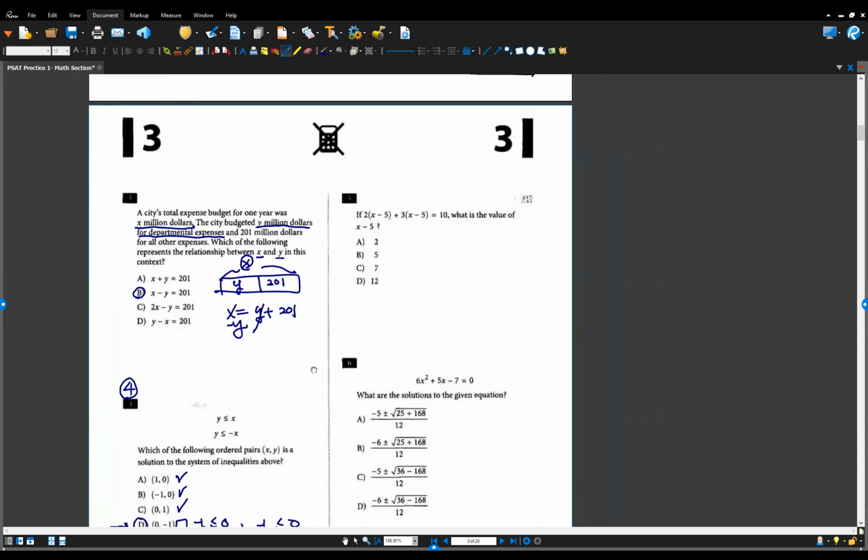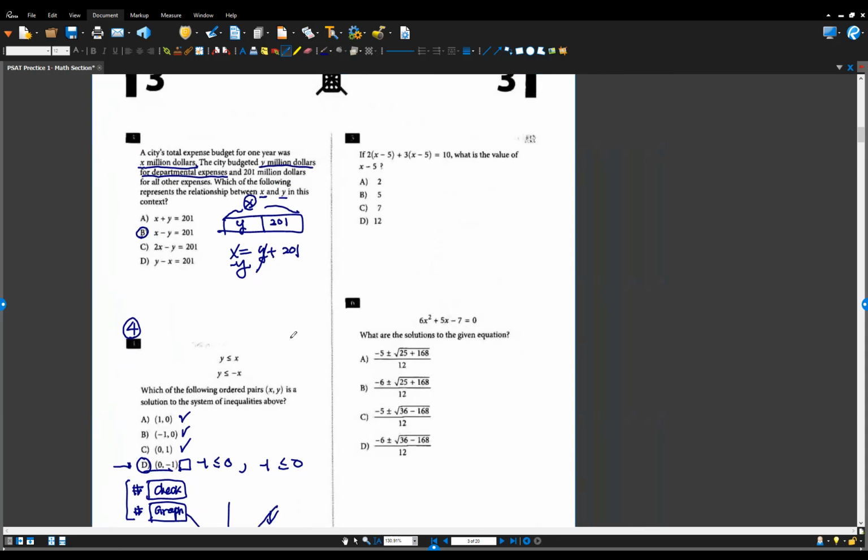All right, number 5 now. What is the value of x minus 5? You've got to be careful. Always underline what is being asked. They're asking you to find x minus 5, not x. Watch the answer.